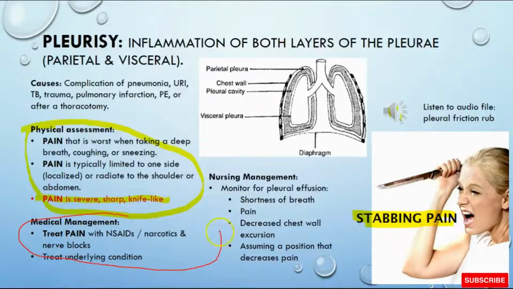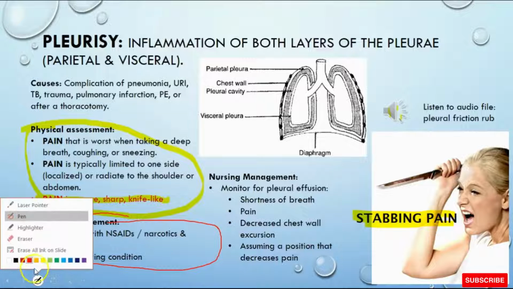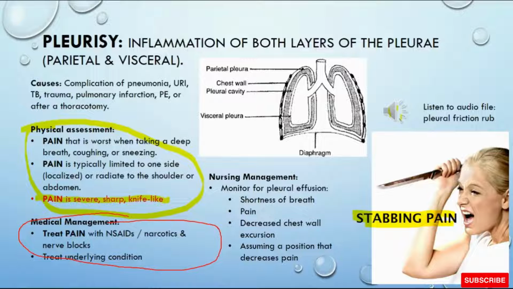Management is going to be to treat the pain with NSAIDs, narcotics. Sometimes it's so severe that a patient might need a nerve block, then obviously treating the underlying condition. Big thing, because pain is worse when a patient takes a deep breath, coughs, or sneezes, it's basically taking care of the pain and helping a patient into a position that decreases their pain but also promotes their breathing.